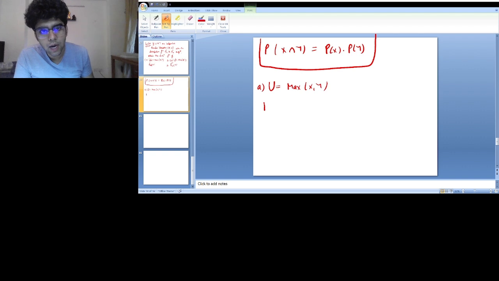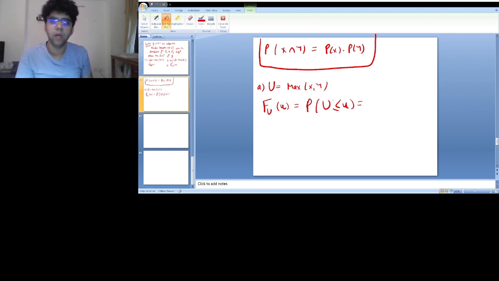So this says that now F of u, small u, we know from the definition of CDF that F of u, and this is small u, is equal to probability capital U less than or equal to small u, where small u is the point and capital U is the random variable. This is equal to, now my U is given to me as max of X comma Y.